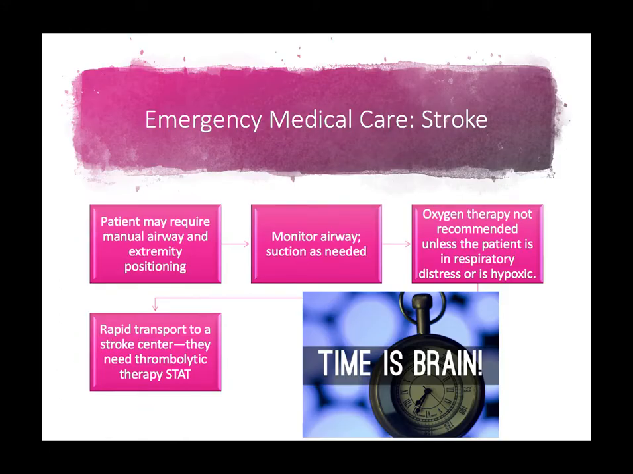So how do we treat our stroke patients? Well, get them to the hospital immediately, right? We're going to do supportive measures. We're going to make sure that their airway is open. We're going to position their extremities so we prevent any further trauma. Make sure that if they're unable to control one side of their body, they're also not leaning towards that side of their body. Suction if needed. You might have somebody who is drooling and unable to swallow.